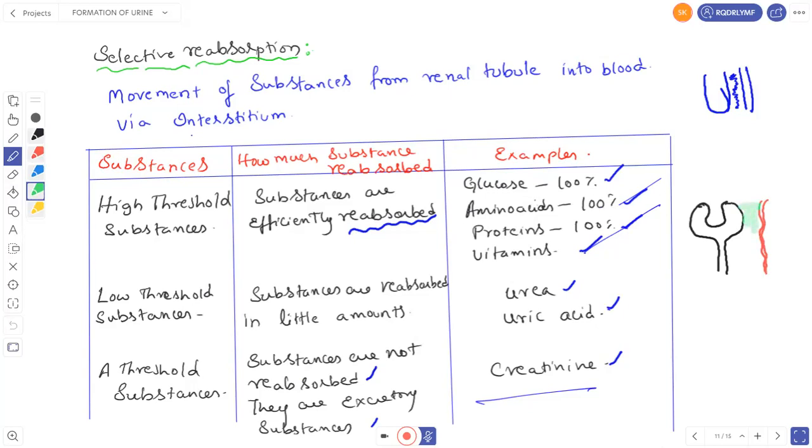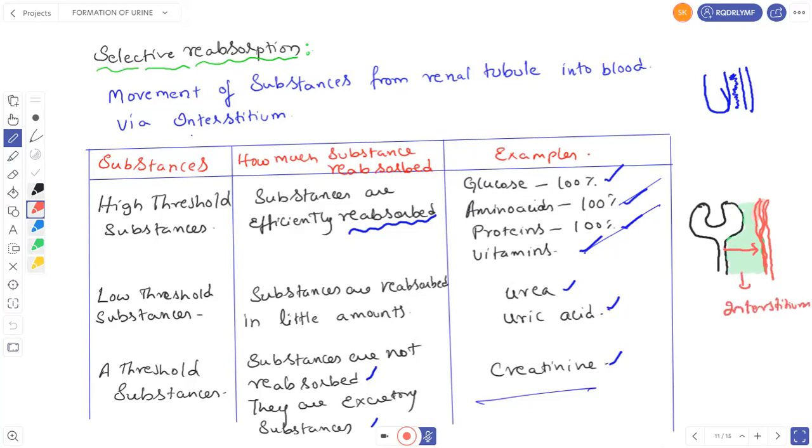So this green color is the interstitium. Interstitium means the tissue that is present between the nephron and the blood vessels. So movement of substances from renal tubule into blood, from the renal tubule moving into the blood, that is called as selective reabsorption. This one is called as interstitium.